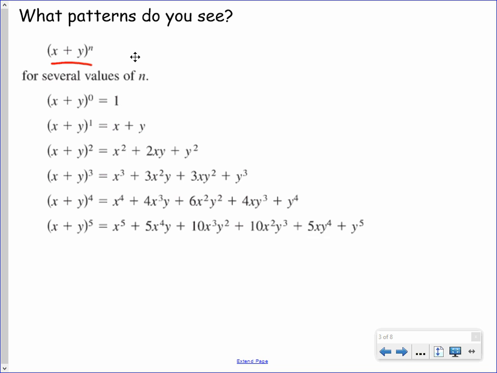And then I have several values already up here. So I have x plus y to the 0, x plus y to the first, x plus y squared, all the way up to raised to the 5th. And I'm going to give you some time quietly by yourself so that you can find as many patterns as you can find. And then I'm going to have you discuss them in your small group. So I'm just going to give you a minute or so to look down the line. From line to line, are you noticing any patterns?